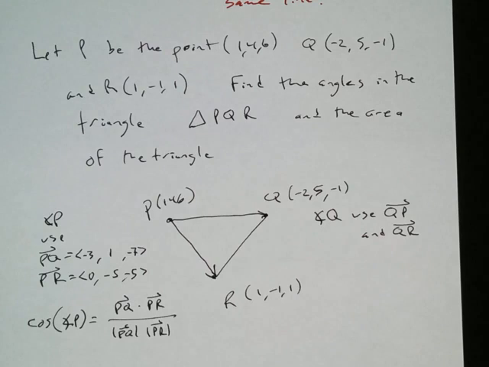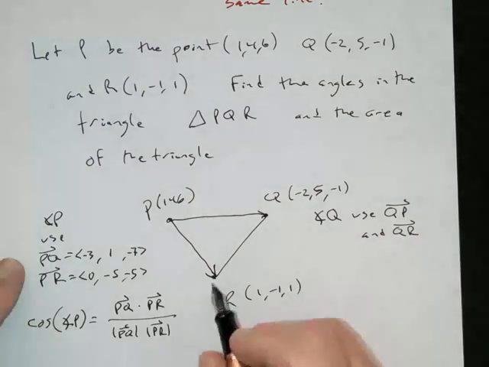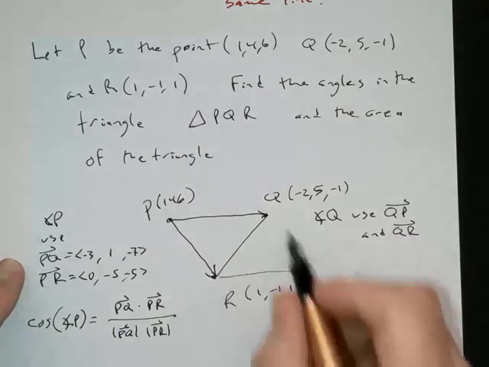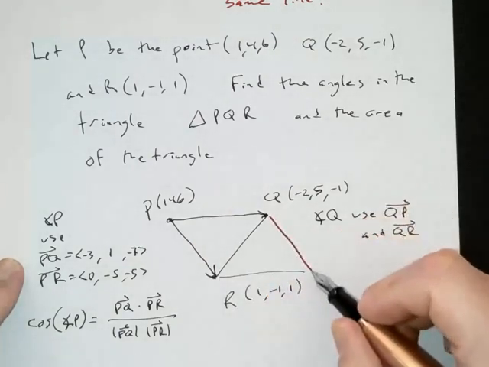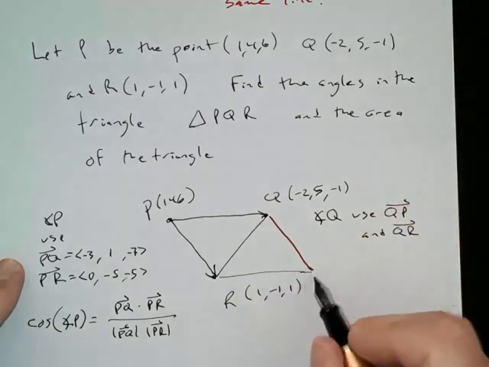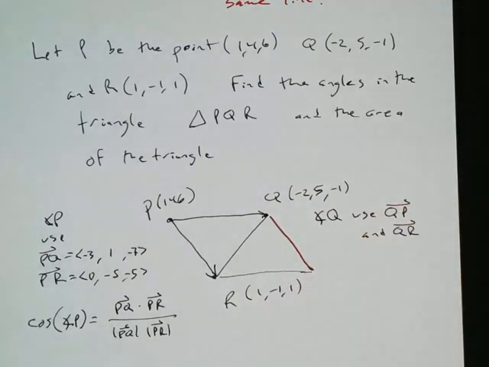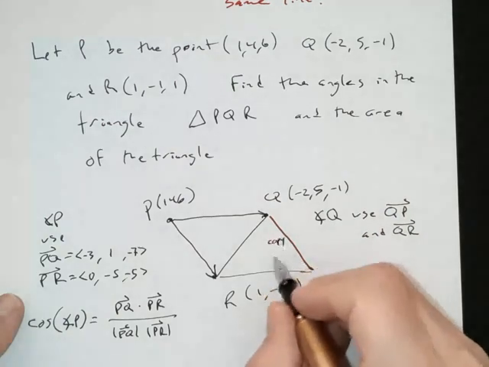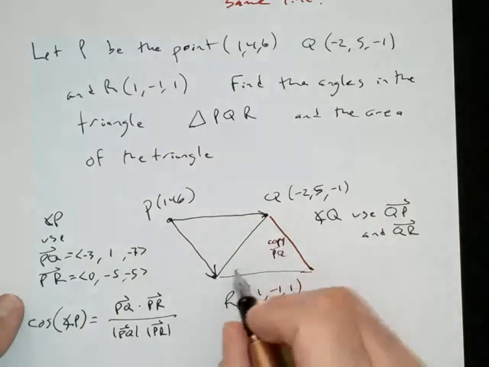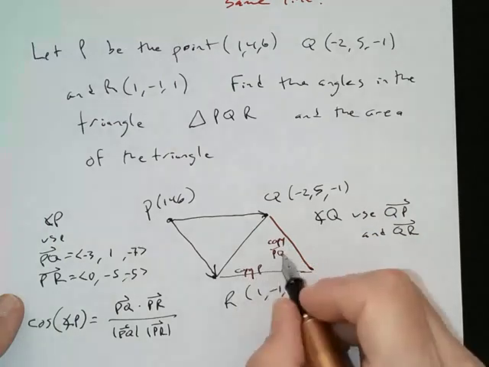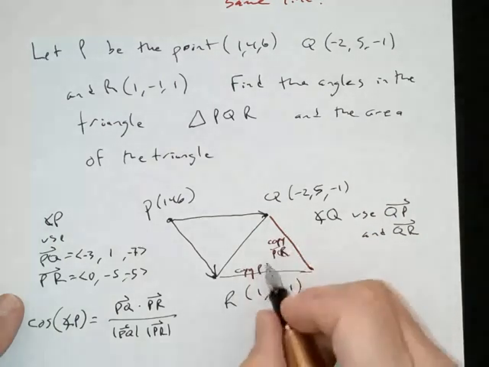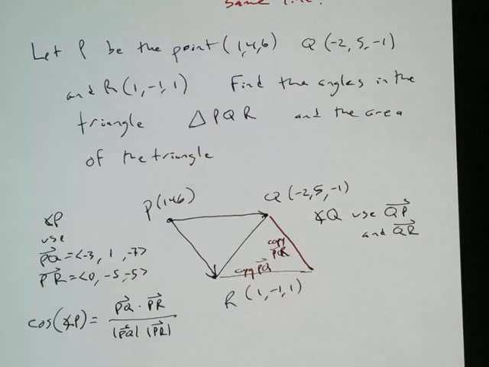We already wrote out PQ and PR, right? There's a copy of PQ. And here's a copy, I'm sorry, this is a copy of PR over there. This is a copy of PQ down here. Like we were adding, we go head to tail. That's a parallelogram.